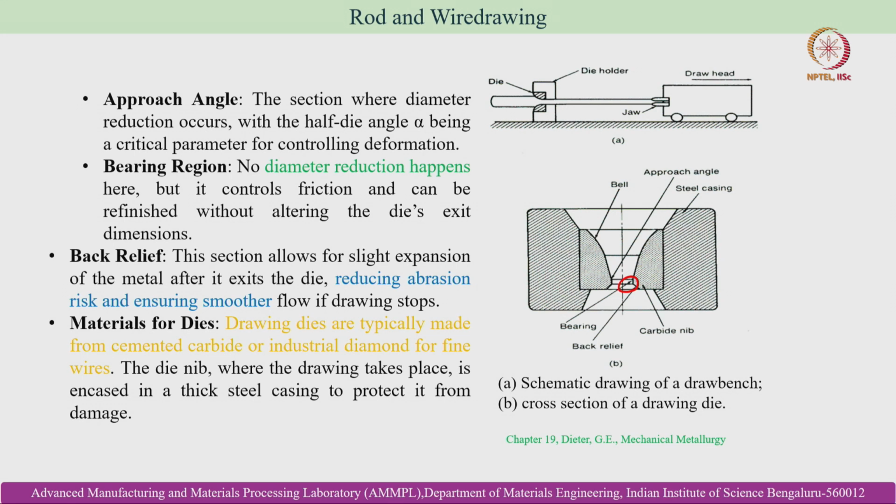Materials for dies. The drawing dies are typically made from cemented carbide or industrial diamond for fine wires. The die nib, where the drawing takes place, is encased in a thick steel casing to protect it from damage. Okay, so this is the material.